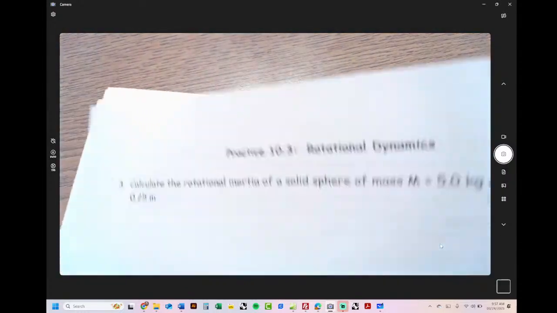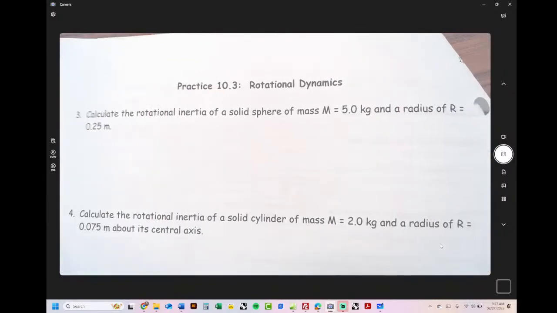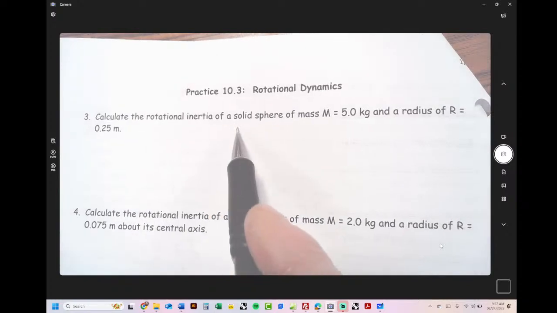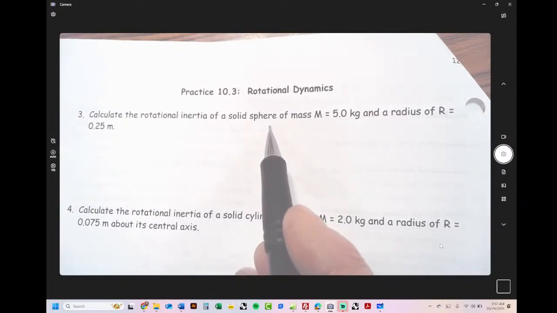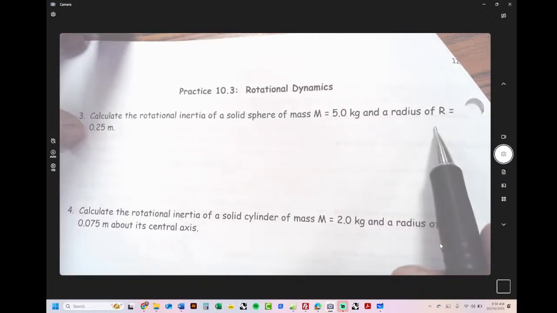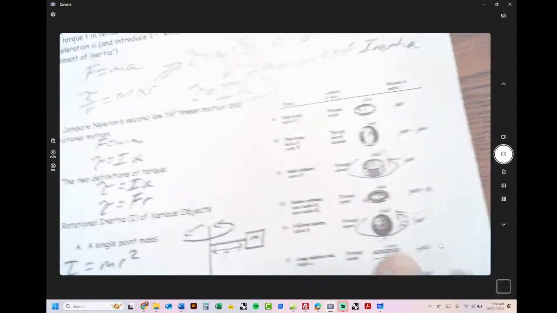Really quickly, let me start you off on the homework. The homework is number 3, 4, and 5. And as long as I've been here, there hasn't been a 1 and 2. So this is a typical one. Calculate the rotational inertia of a solid sphere of mass 5 kilograms, radius of 0.25. So you just refer to this table. You'll never have to memorize this.